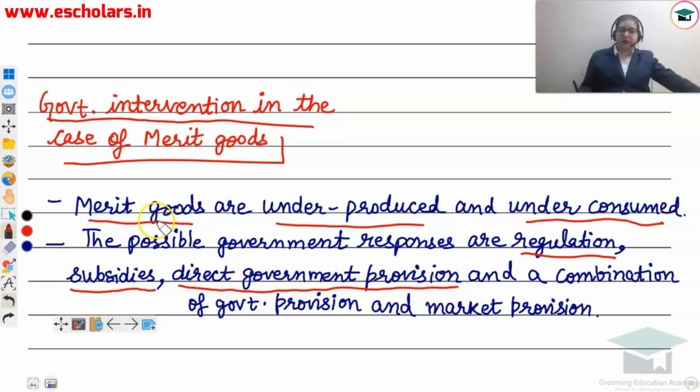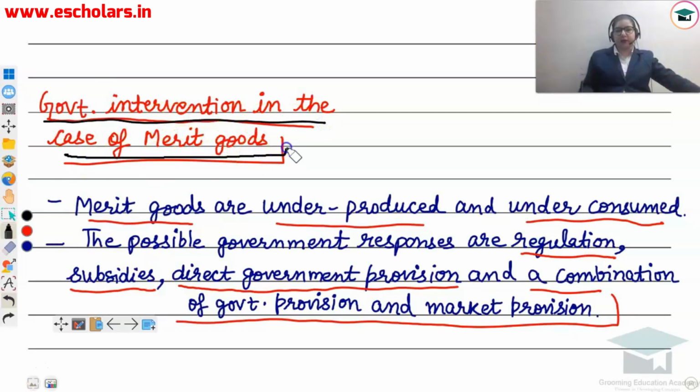That is, the government itself produces and supplies the merit goods so that most of the citizens can take the benefit of merit goods, and a combination of government provision and market provision. Sometimes the government and the private sector combine and provide the merit goods to the people together. Okay, so let's have a look. Government intervention in the case of merit goods.